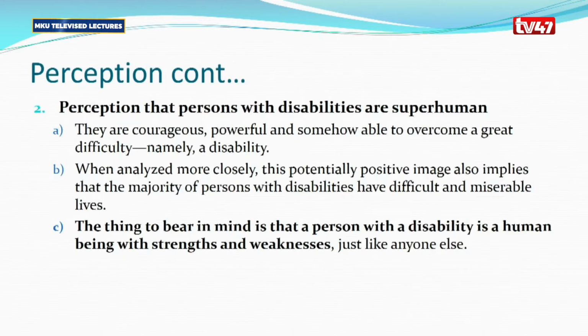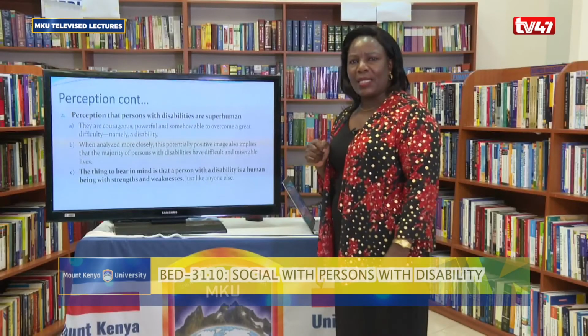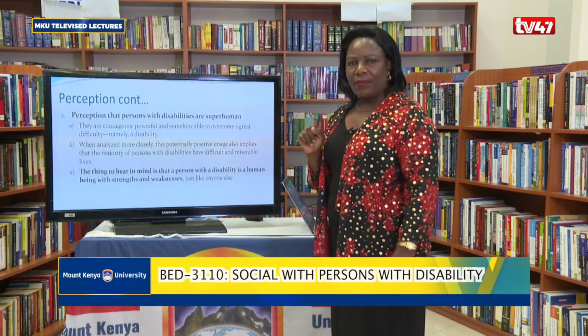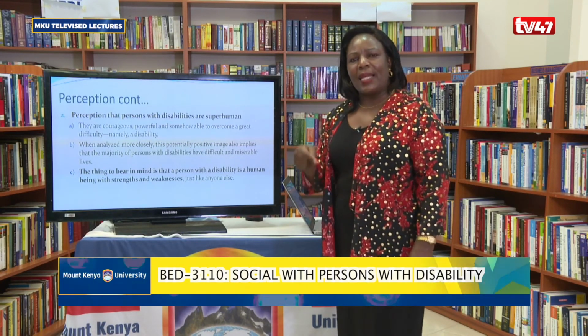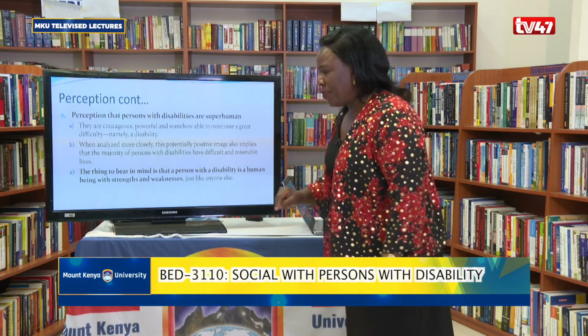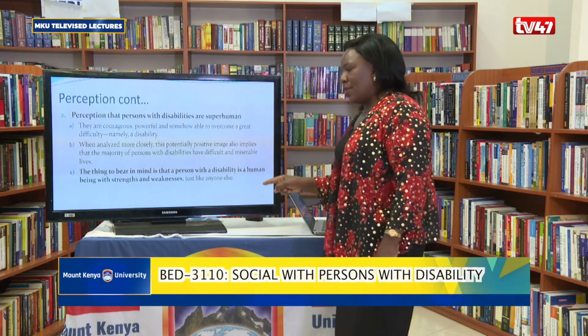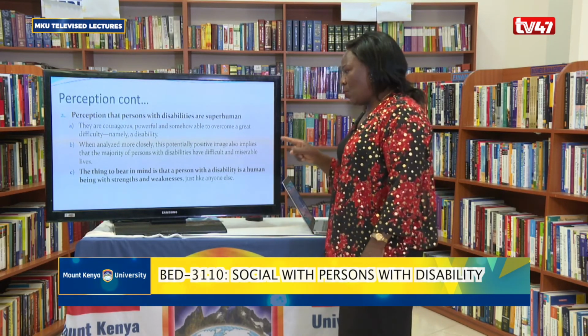This appears positive, but it's very negative. Because we are saying this person who has been able to carry on and to live with a disability is superhuman. They are not humans, and that is wrong. This person with disability, even if they have that disability, it does not mean that they are superhuman. They are humans with strengths and weaknesses.